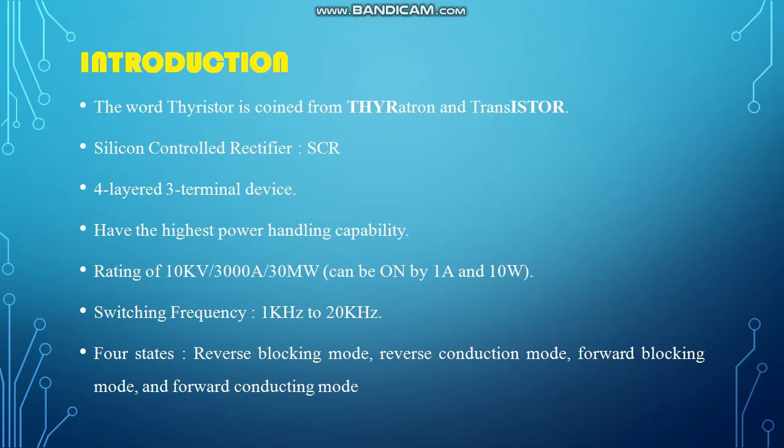Already we have covered diode, BJT, IGBT, MOSFET, so you are familiar with this terminology. So this is a four-layered and three-terminal device. It has the highest power handling capability. Its ratings are 10 kilovolt, 3000 ampere, and power rating 30 megawatt. These are huge ratings of this particular device. And the one good thing is, though it has a huge rating, it can be turned on by using only 1 ampere and 10 watt supply. So that is an important point.